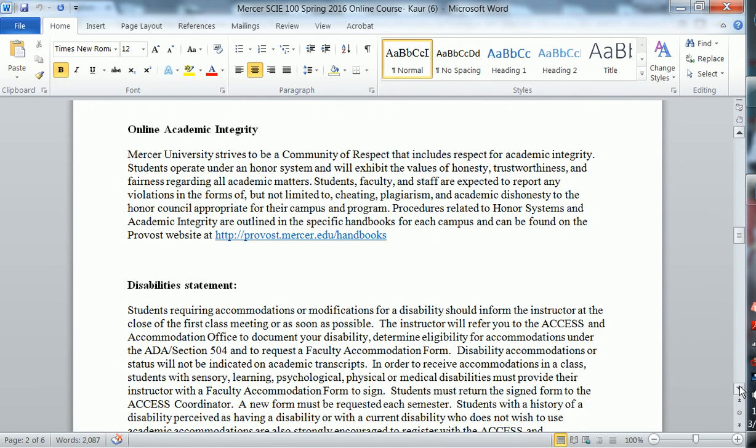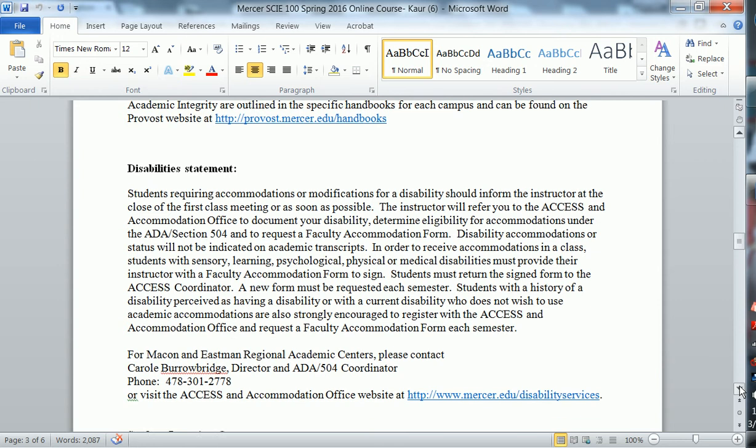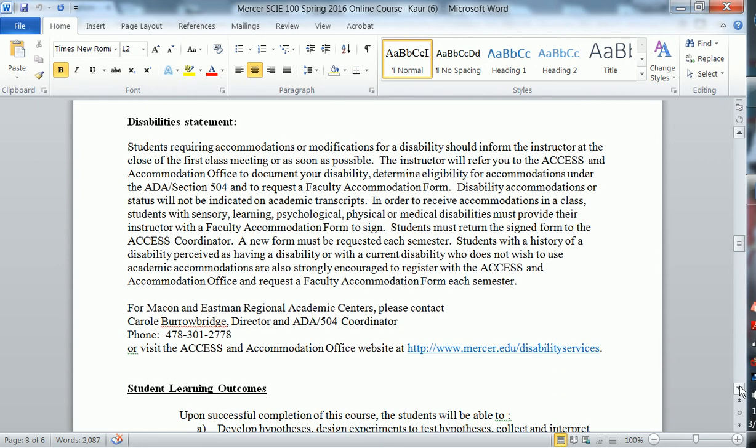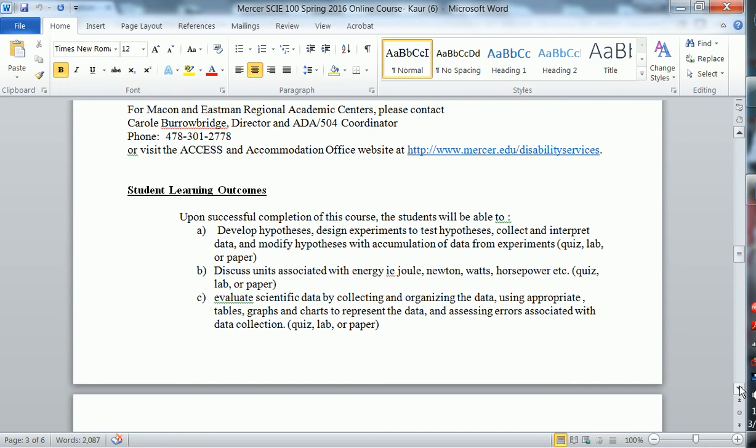Then we have some disability policies. If you have any kind of disability, you can contact the disability office and they can help you. Okay, the student learning outcomes. What are the student learning outcomes of this course?